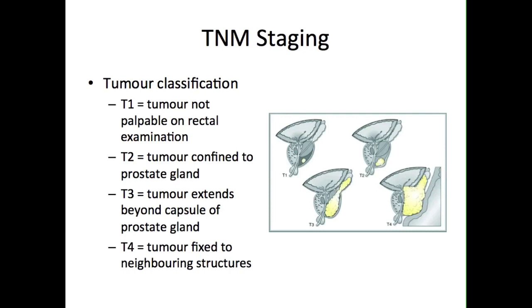Prostate tumours can be staged using the TNM classification. T1 tumours are not palpable on digital rectal examination, whereas T2 tumours are those that are confined within the capsule of the prostate gland. Tumours that extend beyond the capsule of the prostate gland are classed as T3 tumours, whilst T4 tumours are those that are fixed to neighbouring structures. T3 and T4 tumours are more likely to have metastasized to the pelvic lymph nodes and or via hematogenous spread to the pelvis and vertebral column.